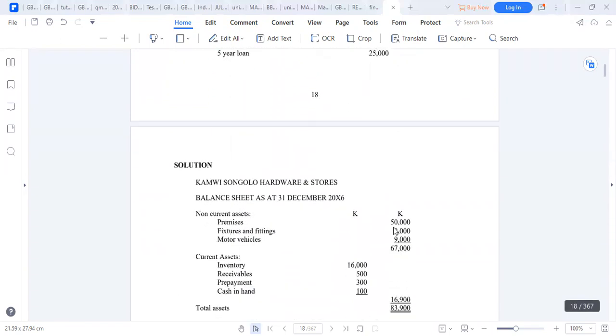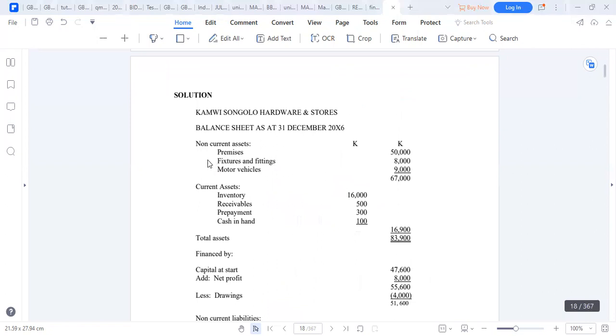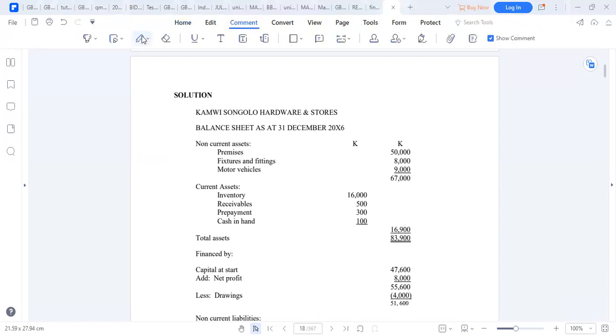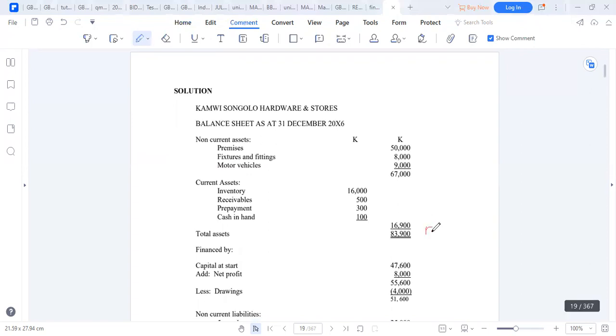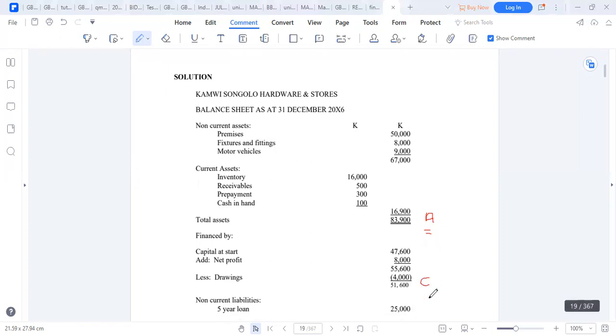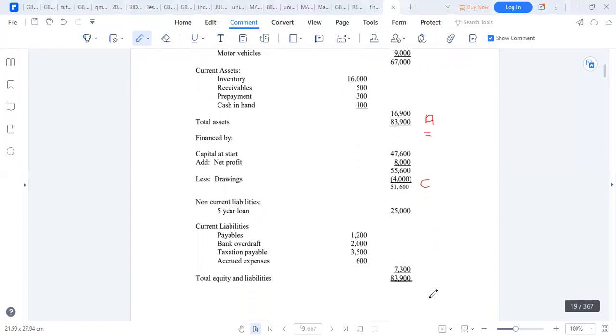So with this data here, to avoid wasting time, our non-current assets, you are right, we have premises, fixtures and fittings, the total is there. Then we go to the current assets, we have inventory, receivables, prepayments, and cash at hand, you total them. So this is our total assets that we have there. So we have A. So A should be equal to what? Capital. So capital at start of 7,000, add the net profit 8,000. If it was a net loss, we subtract there, then less drawings. So our capital is there. Then current and non-current liabilities.